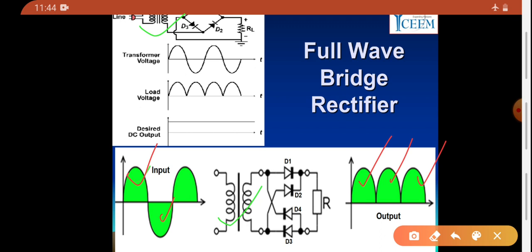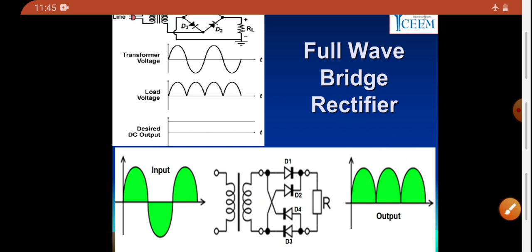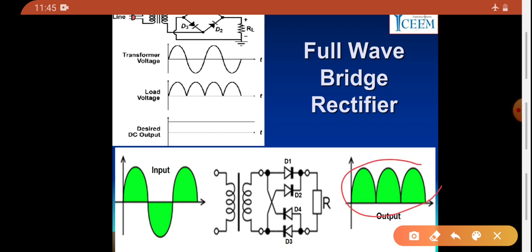So in good type of circuits, in good type of devices where there is a warranty and guarantee of power supplies, the full wave bridge rectifier is preferred. Okay, so this is what about the three types of rectifiers: half wave, full wave, bridge rectifier. Rectifier is the circuit which converts AC to pulsating DC. You can see it is a pulsating DC, not pure DC now.